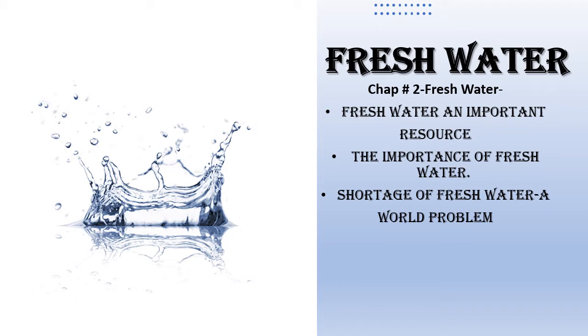In last session, we have studied about the weather and climate. That is chapter number 1, and chapter number 2 is the fresh water of first term. The contents of today's chapter are fresh water, an important resource, the importance of fresh water, shortage of fresh water, a world problem. First of all, you must know about fresh water. What is fresh water?